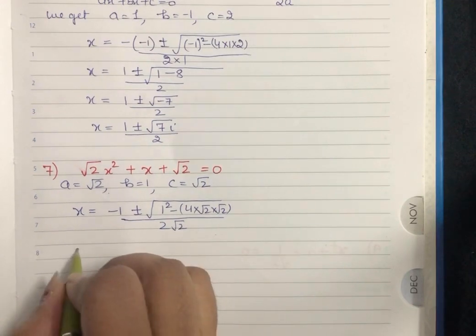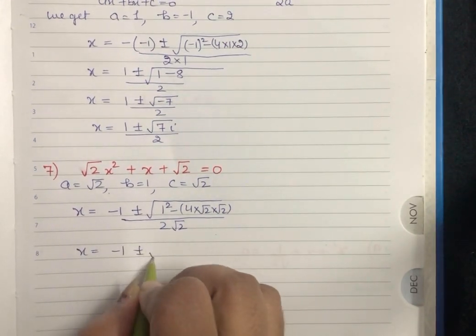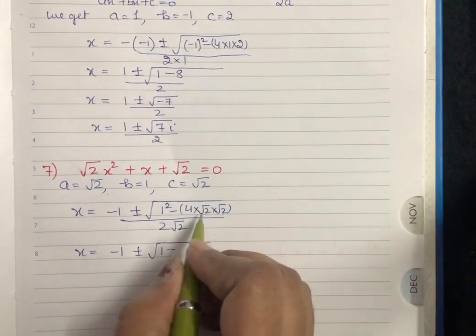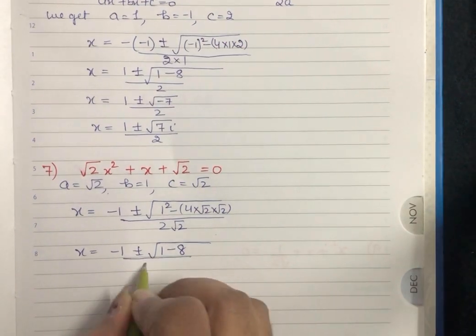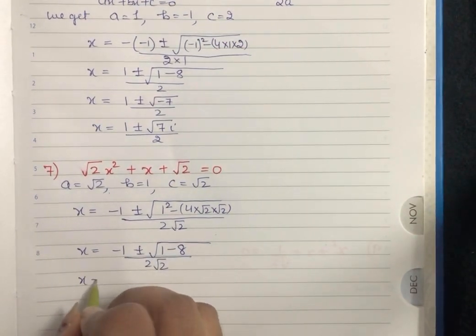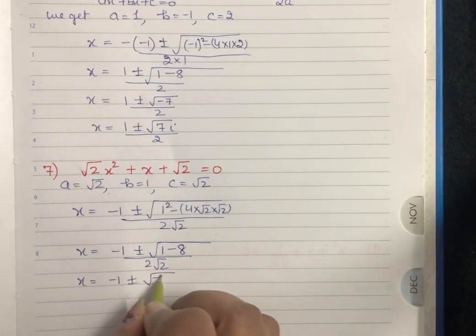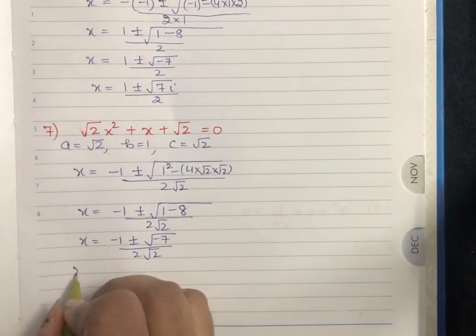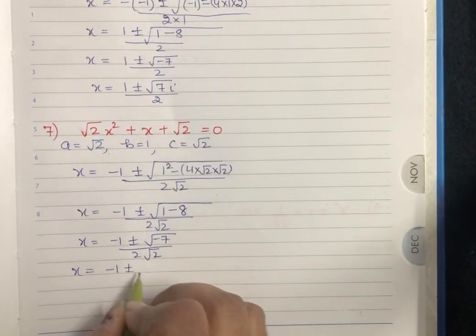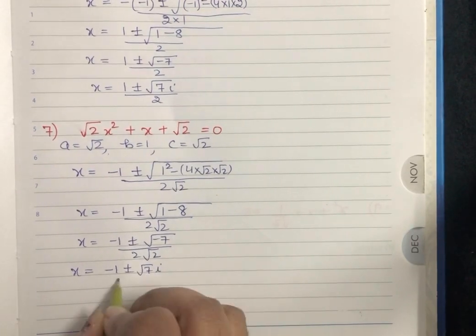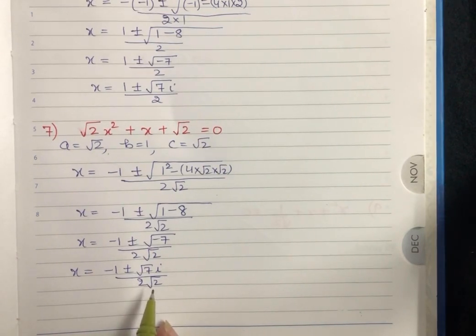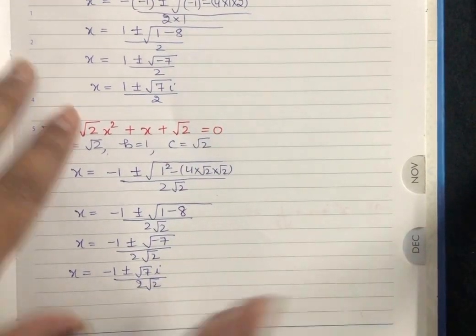That will be x equal to minus 1 plus minus under root 1 minus 4 into root 2 into root 2, which will be 8, upon 2 root 2. So x becomes minus 1 plus minus under root minus 7 by 2 root 2, which can further be written as x equal to minus 1 plus minus under root 7 iota by 2 root 2. So this gives the value of x, which is again a complex number. Now look at the 8th question.